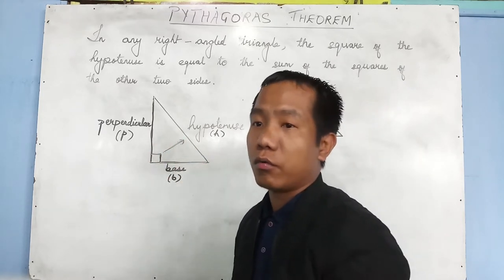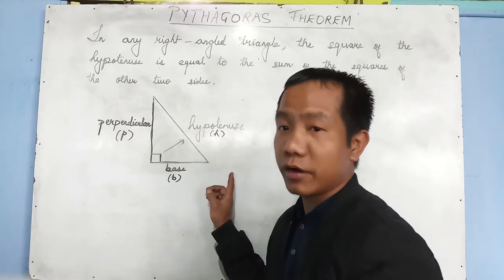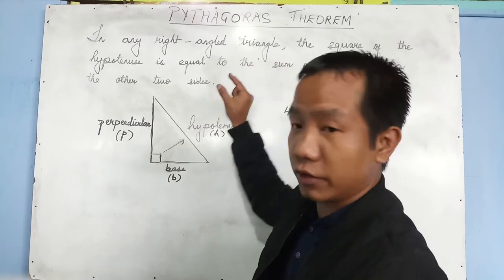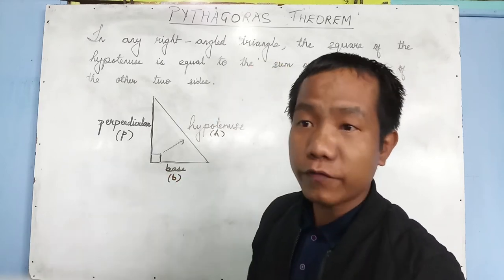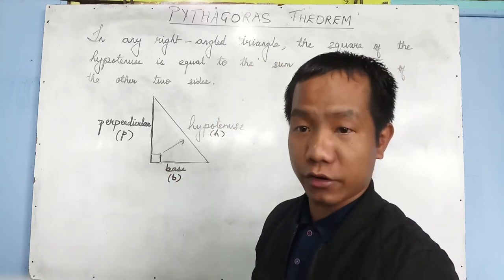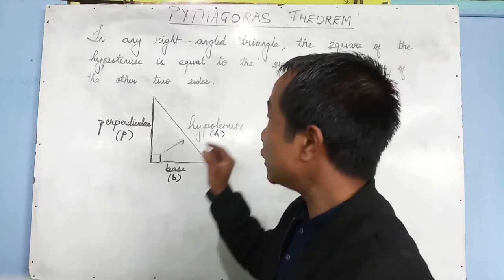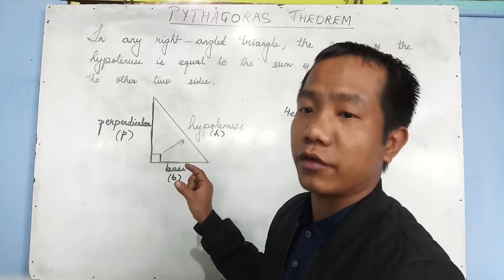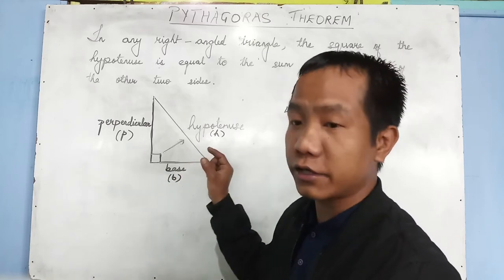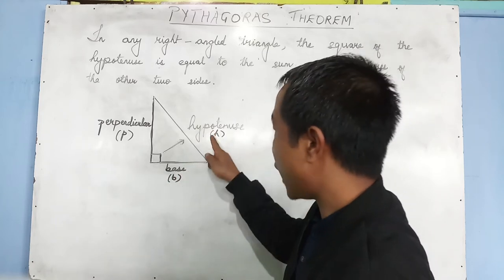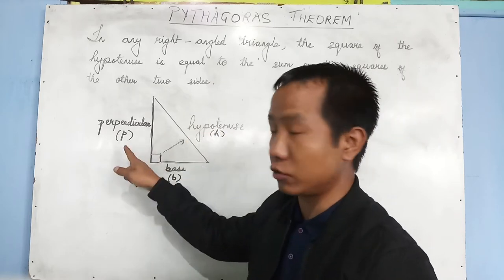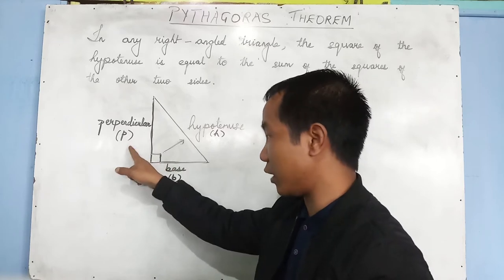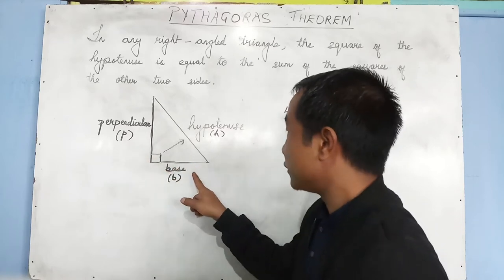But one thing you should remember is that this definition is only true in the case of a right angle triangle. So the theorem says that for any right triangle, the square of the hypotenuse is always equal to the sum of the squares of the two sides, and the two sides are perpendicular and base.